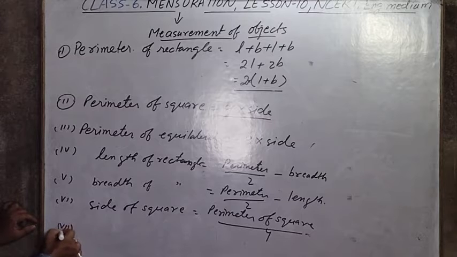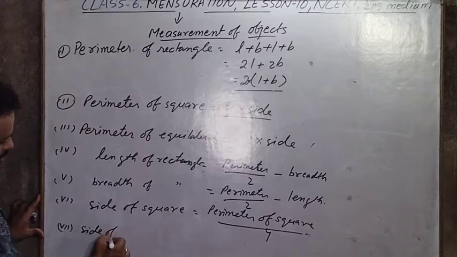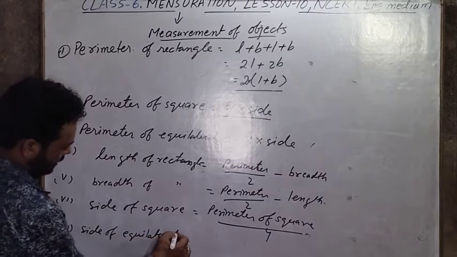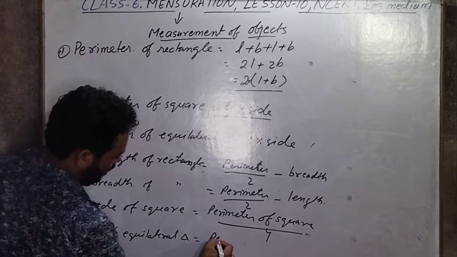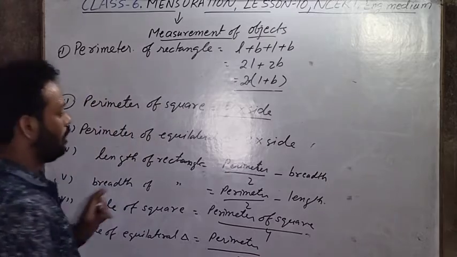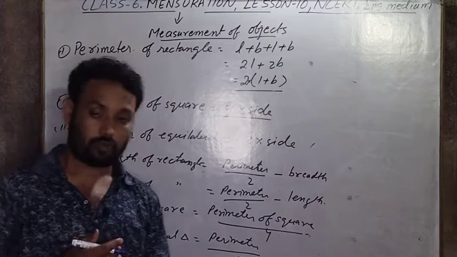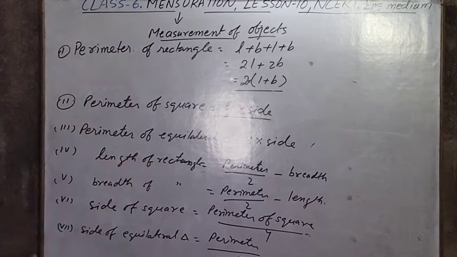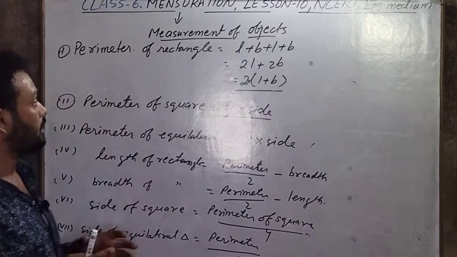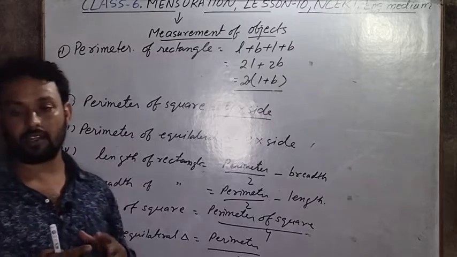Then the last formula you have is side of equilateral triangle. Side of equilateral triangle is equal to perimeter divided by 3, because all triangles have only 3 sides. These 7 formulas are very useful in doing exercise 10.1. So please get these formulas by heart.